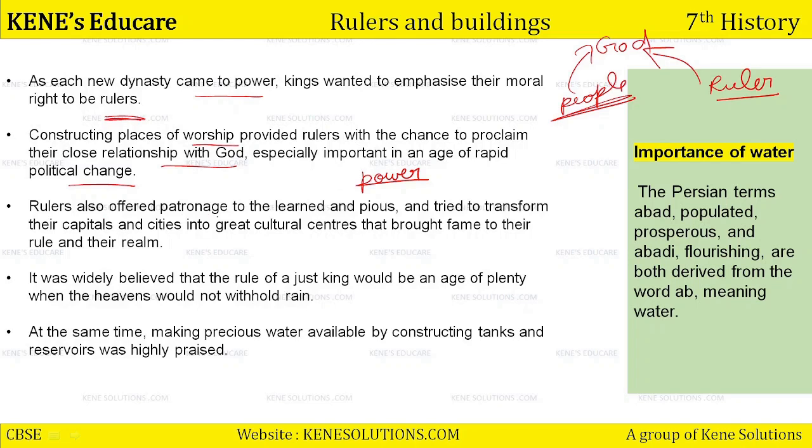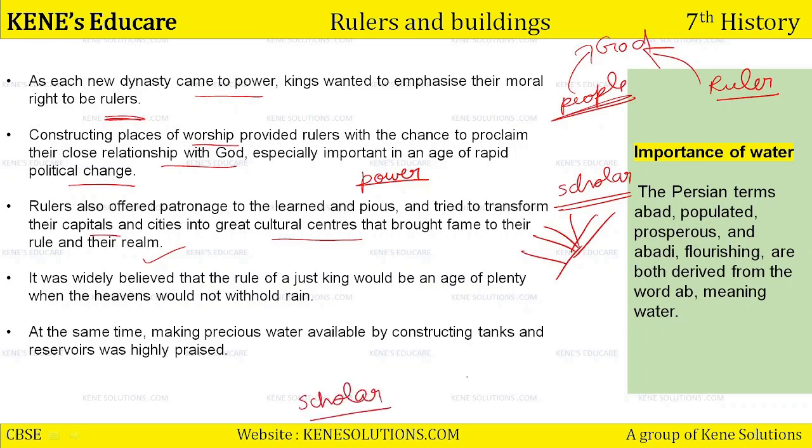Rulers also offered patronage to the learned and pious and tried to transform their capitals and cities into great cultural centers that brought fame to their rule and their realm. So basically, they wanted to give patronage to the learned people, to the skilled people who had a lot of learning about a particular religion or any of the communal ideas, right? Because after giving patronage, those people will come into your empire and preach to other people about those ideas. Then you will call some other scholar. That other scholar will also come to your empire, and henceforth, a lot of scholars will assemble in your empire, and your empire will become a cultural center. It will become famous throughout the country. Then any other scholar who was not invited to the empire will also be willing to come to your empire. The one who was not invited will also feel like coming to your empire, and this is how your empire will get famous, right?